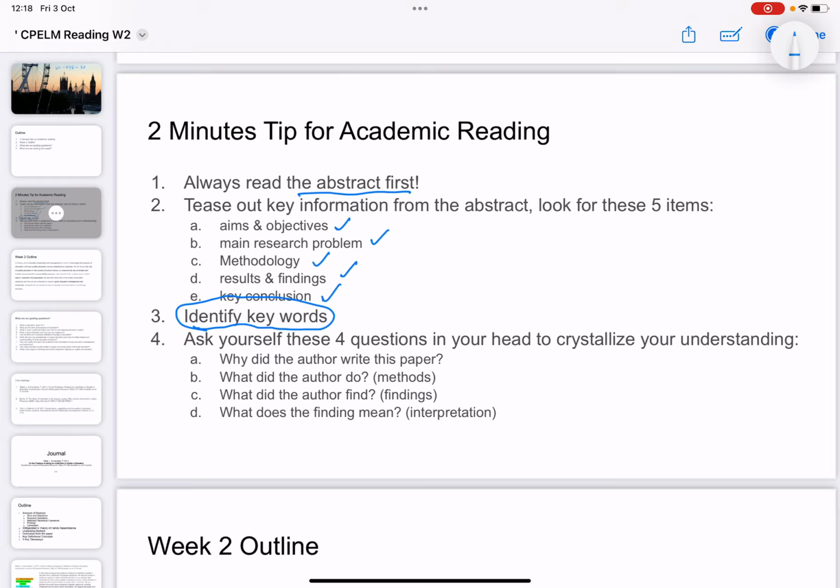First one is, why did the author write this paper? What did the author do? What did the author find? And what does the finding mean? Each time you approach a paper and you have these 4 key questions in your head, it makes it much easier to wrap around the main things that this author is trying to say with this article. Because remember, every author, when they write a paper, when they do research, is coming from a certain position. So it's good to have an idea what they are actually trying to convey to the world.